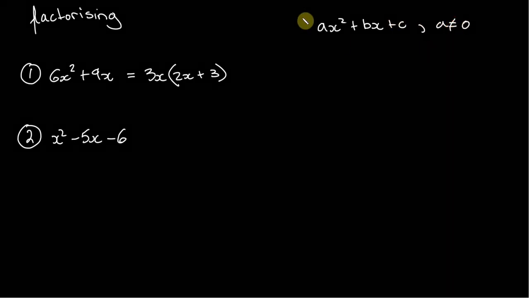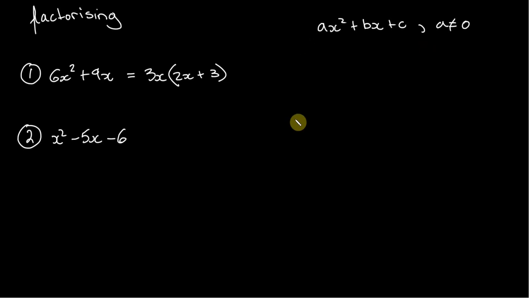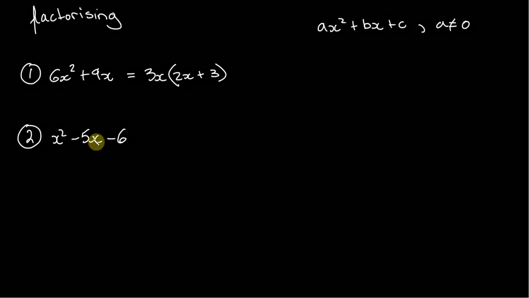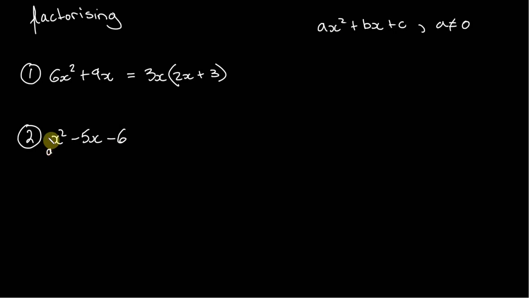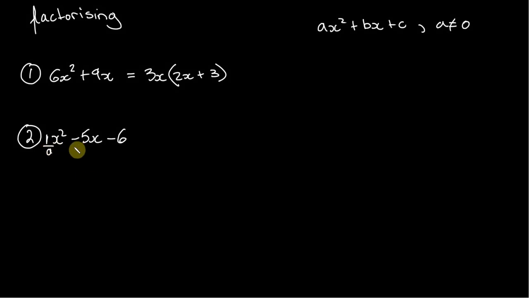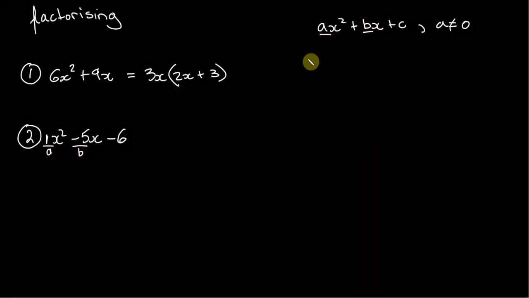There are different ways. I've seen people approach the factoring of quadratics in different ways. The more formal approach would be that the first step is to work out AC. If a is 1, because 1 is implicit, there's a 1 in front of this x, you don't need to write it, but I will for the sake of this video. And then b is minus 5, and c is minus 6.